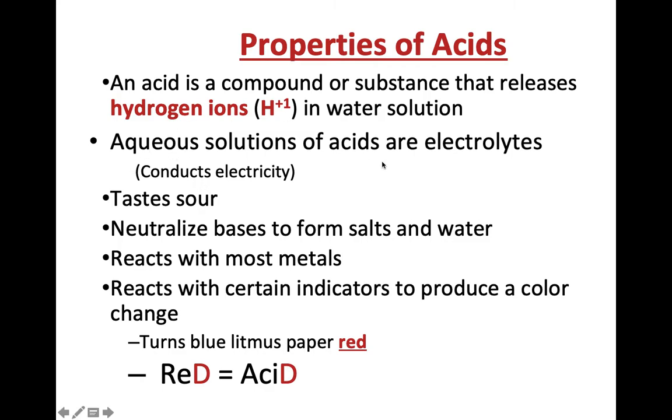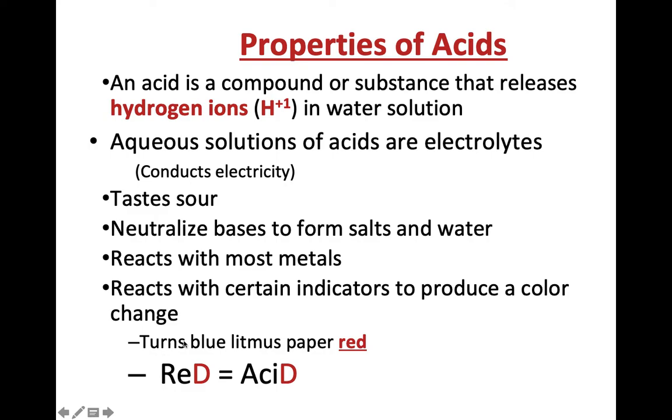Okay, so acids are electrolytes. They conduct electricity. They taste sour, like lemons. They neutralize bases to form salts and water. Acids react with metals. We saw that already in class. And of course, they react with indicators, which is a pH indicator, which I will show you some of, to produce a color change.